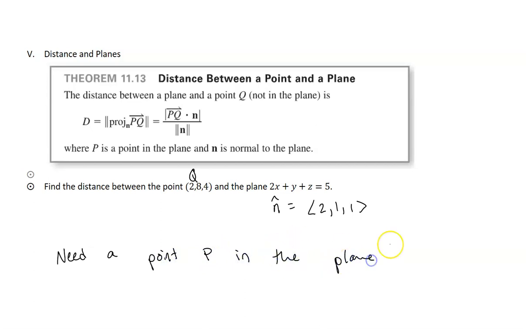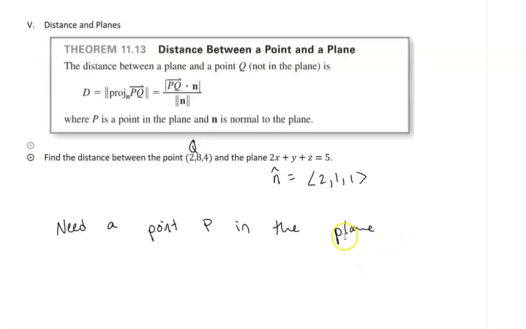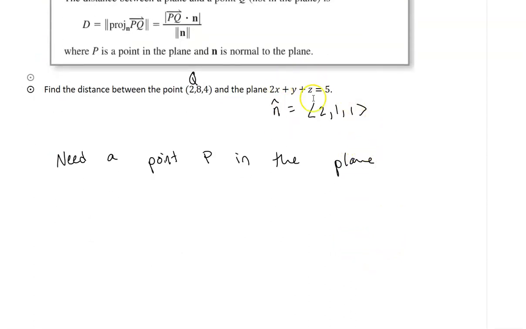And this is what trips up students sometimes because it could be any point as long as it satisfies this equation right here. So if I choose two values for x and y, I just need to find the z that goes along with it. And since it could be anything, basically what I'm going to do is find the z-intercept, or I can find the x-intercept, or I can find the y-intercept. It doesn't matter as long as it's in that plane.